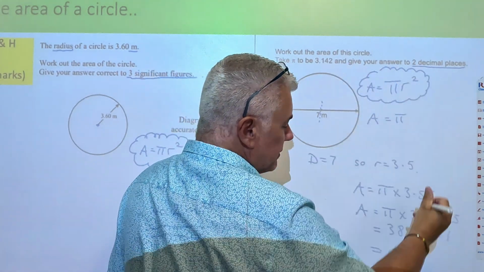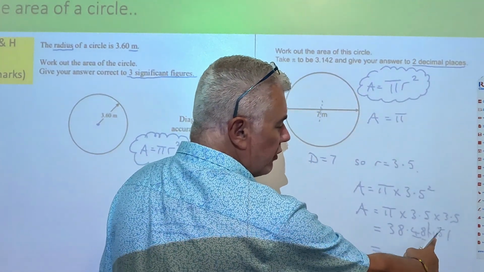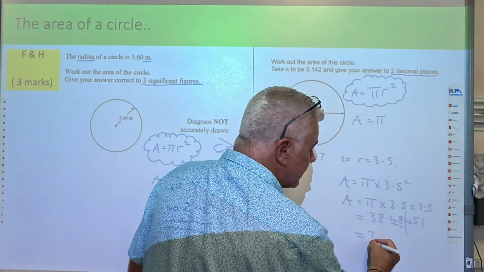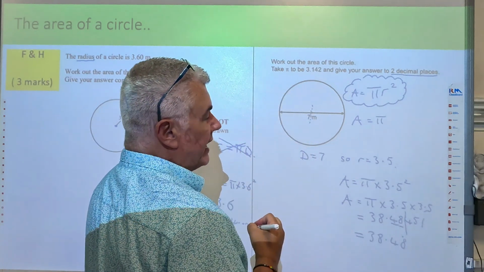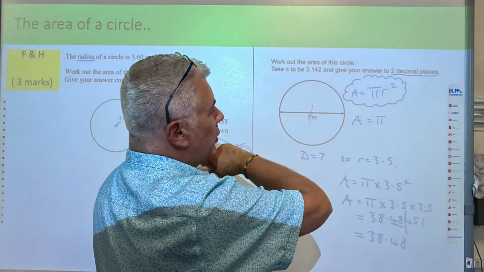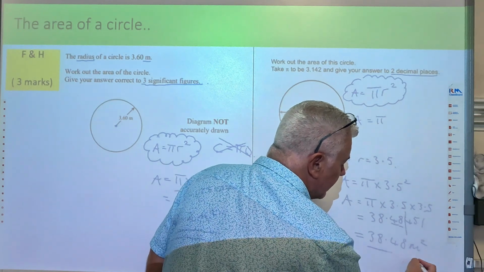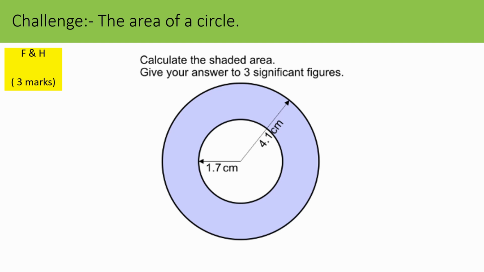2 decimal places means I want 2 numbers after the decimal place. Going to look at the number after, 5 or above, I'll give that a shove. 4 or below, keep it down low. I'm going to keep it as it is in this case because the number afterwards is 4. 38.48. Must put my units in. It's metres and it's an area, so I must square those metres. And my answer is 38.48 metres squared.